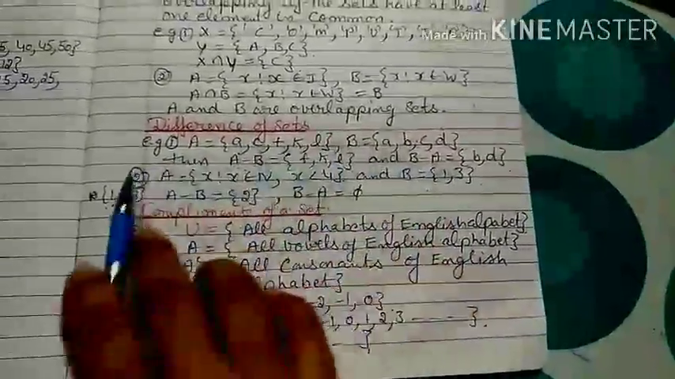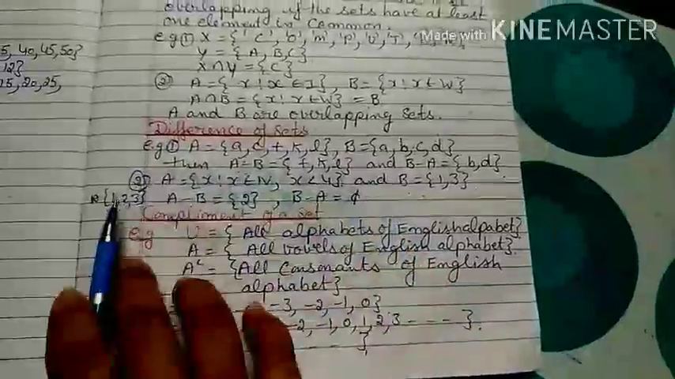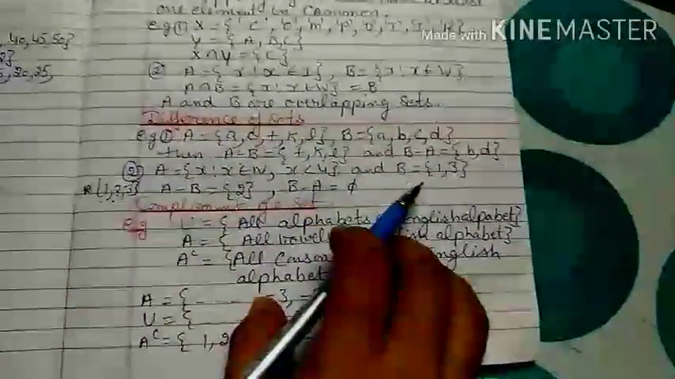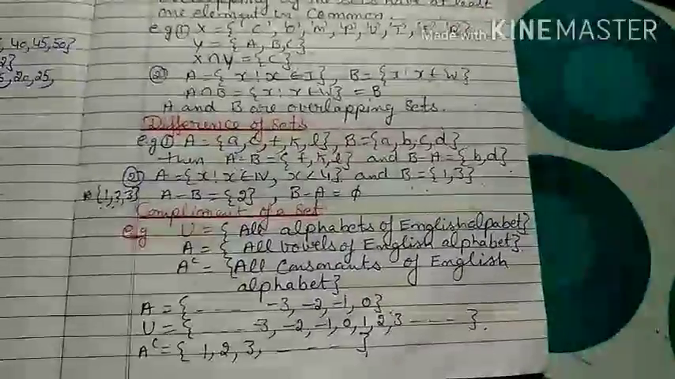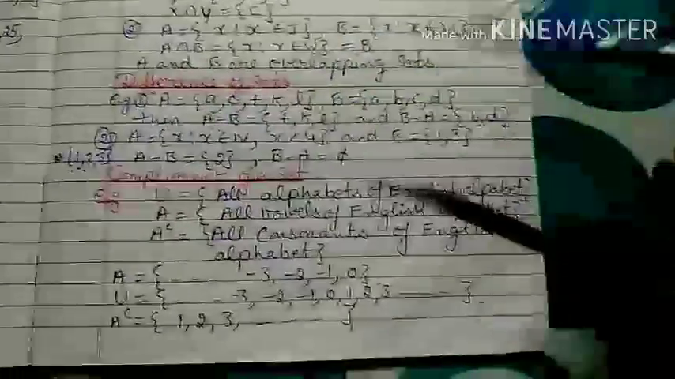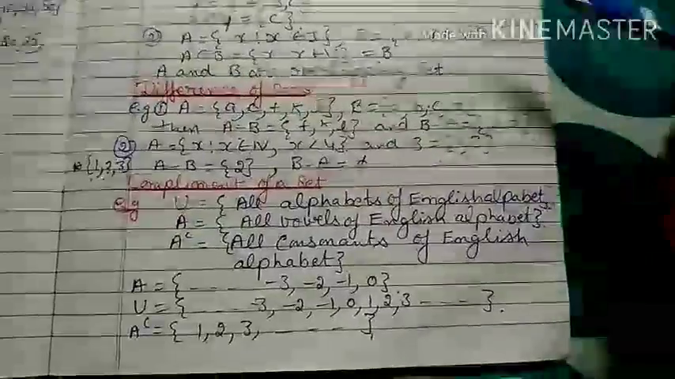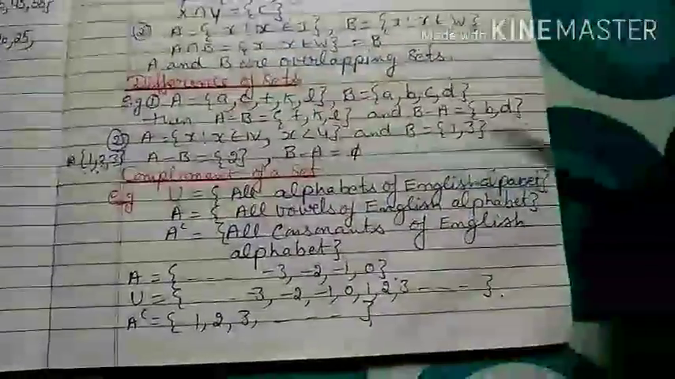But if you go with B minus A, the common elements 1, 3 of B and A are also present in B. So there is no extra element other than the common elements. So we can consider B minus A is equal to the empty set. So there is no difference in this B minus A, because B is a part of A.